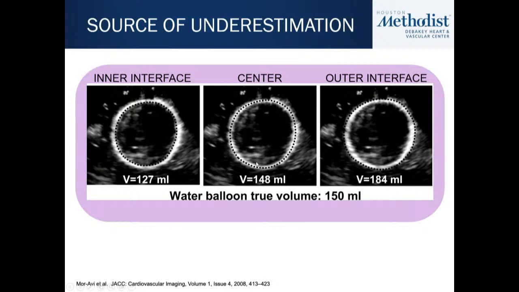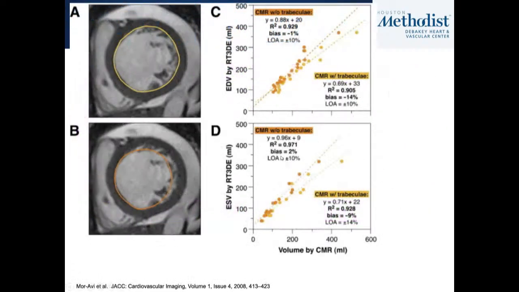In the center, you get very close. Just with minor changes to the outside of the balloon, you get very dramatically different numbers. And this is what they found as one of the key conclusions of this paper: echo has a hard time delineating the trabeculations, and this is very pronounced at very large ventricles. If you trace on the inner aspect of the trabeculations, you end up with actually very good agreement with echo, but this is not what we do on MRI.